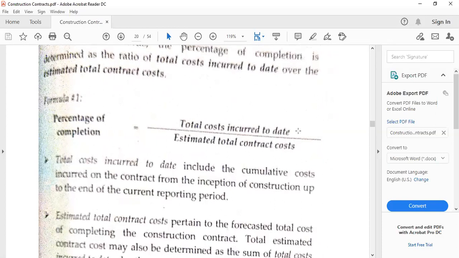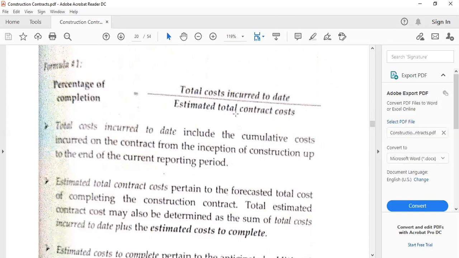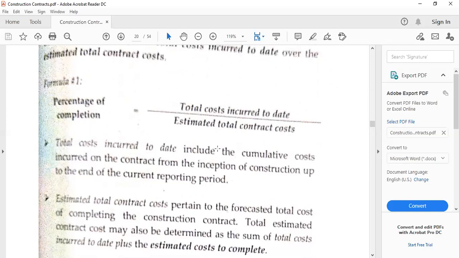Whenever we see the phrase to date, that means that this is a cumulative value, meaning combination of values from prior year or years and the current year. So that's why we said cumulative cost as defined here from inception up to the end of the current reporting period, divided by the estimated total contract cost. So this would be the total cost incurred to date plus the costs that are estimated to complete the contract or project as expected. And then we have to do the estimation at the end of the current reporting period.